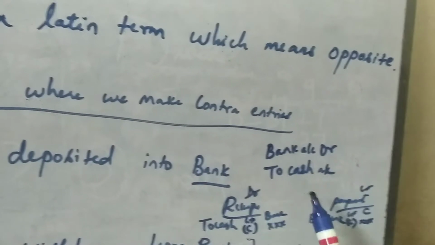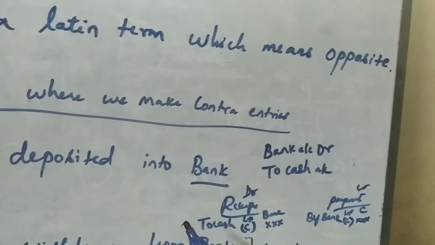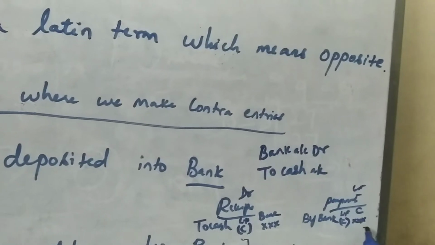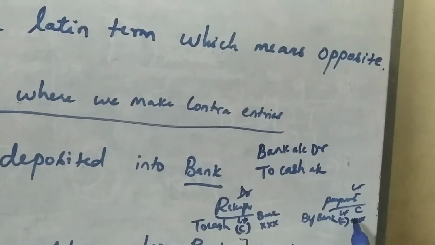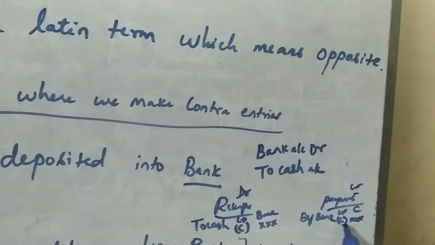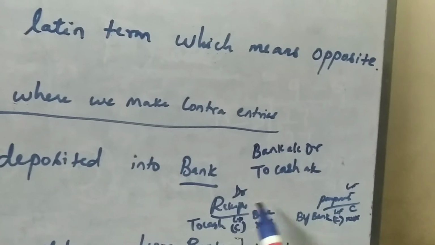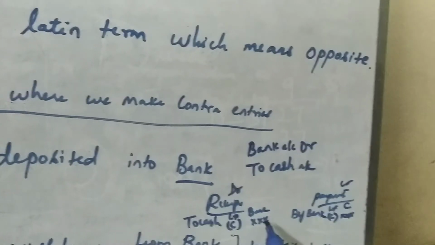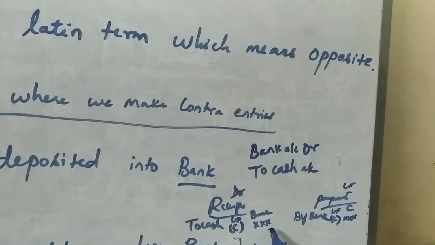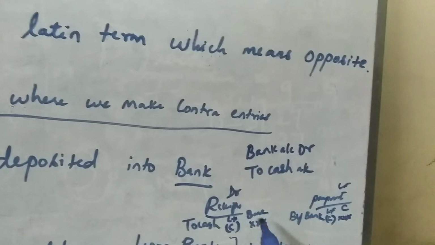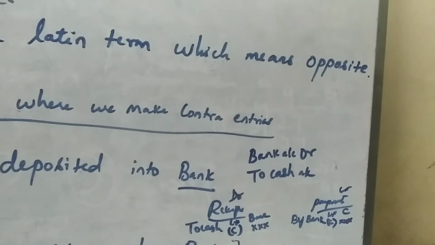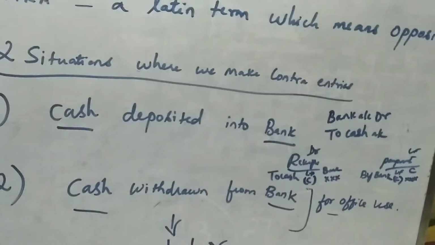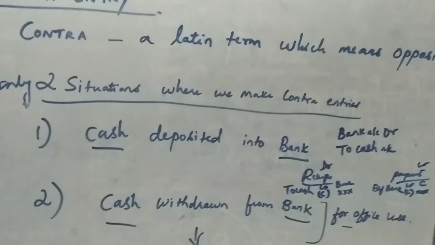This is the method where you record on both the sides, on the receipt side as well as on the payment side. When you write by bank, you put the amount in the cash column and put C in LF. The C stands for contra entry. Similarly, you will write to cash on the receipt side and put the amount in the bank column. So you can understand this better when we do an exercise problem. Able to understand contra entry?